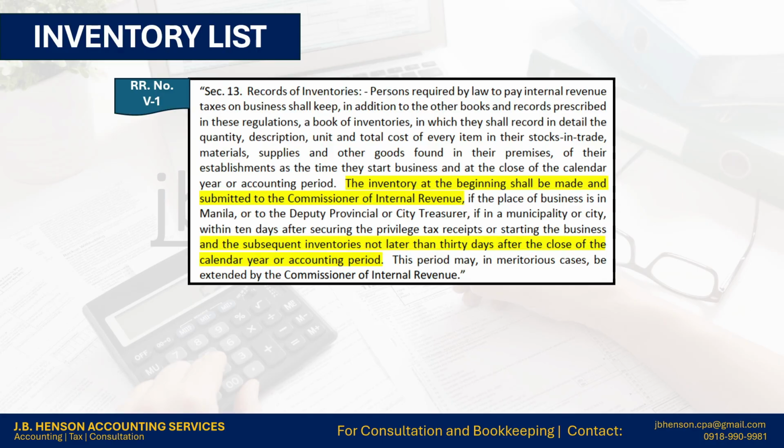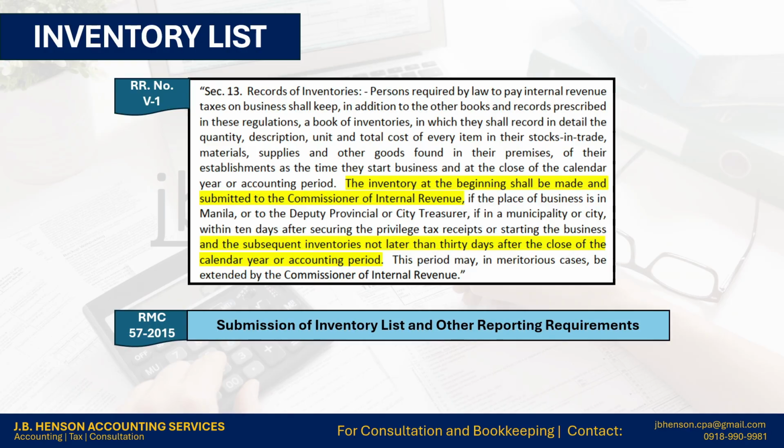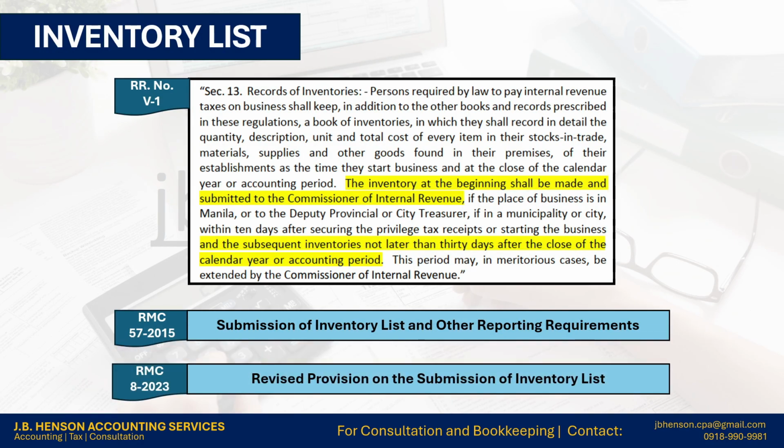And so a circular was issued to provide guidance on how annual inventory lists or the said subsequent inventory should be reported to the Bureau, and that is Revenue Memorandum Circular number 57-2015. And then a few sections and parts were revised in RMC number 8-2023. So you can refer to these circulars with regards to our submission of the annual inventory list, and also this will be our basis for today's video.